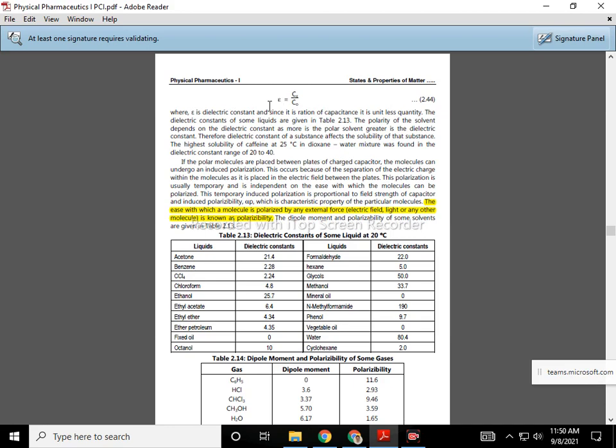Epsilon is the dielectric constant, and since it is a ratio of capacitance of the sample divided by capacitance of vacuum, it is a ratio of the same thing. It is a unitless quantity. It doesn't have any unit. It has a symbol only. Is it clear to all of you? The things are getting clear?